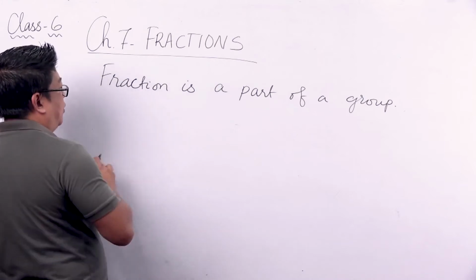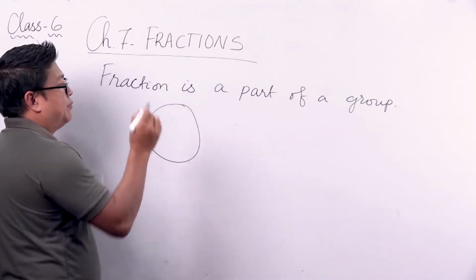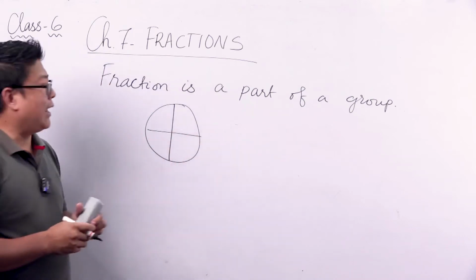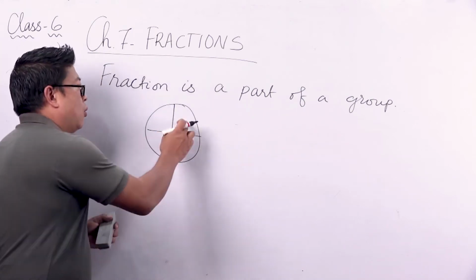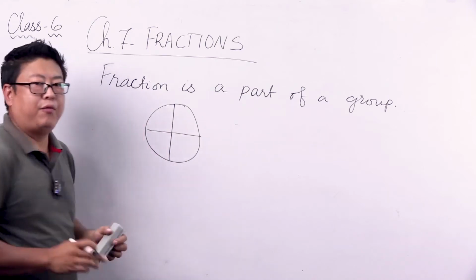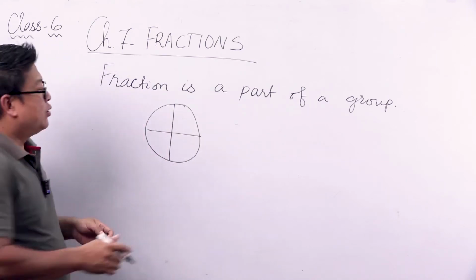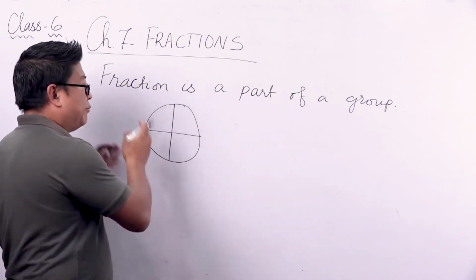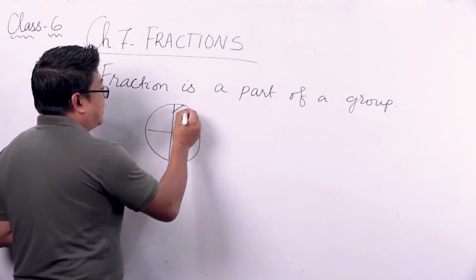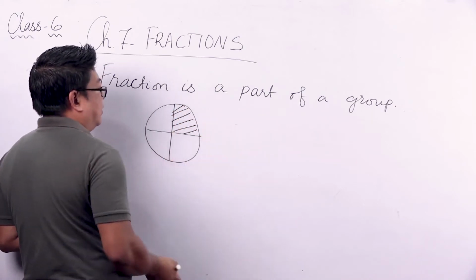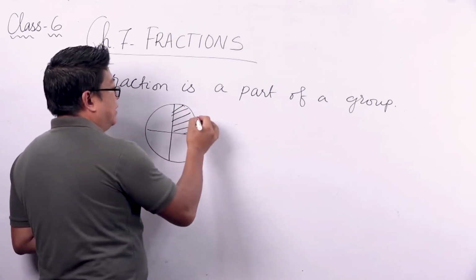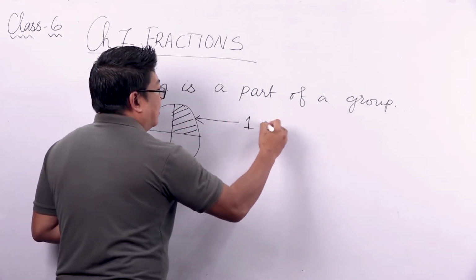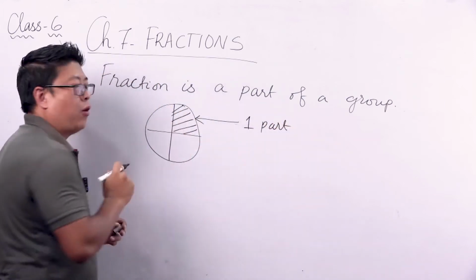Okay. So what we understand from this is, for example, we have a circle and I have divided it into 1, 2, 3, 4, 4 equal parts. So this is your whole circle and I want to take out a fraction from this circle. Let's say we took out this portion. All right. So this portion represents one part, isn't it? One part of 4 parts.